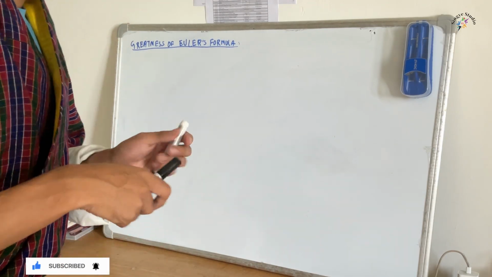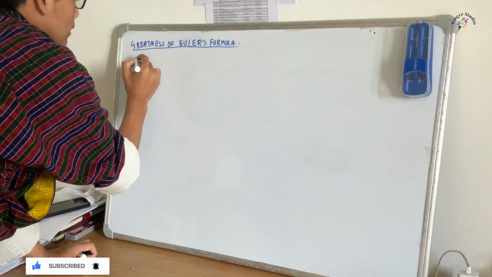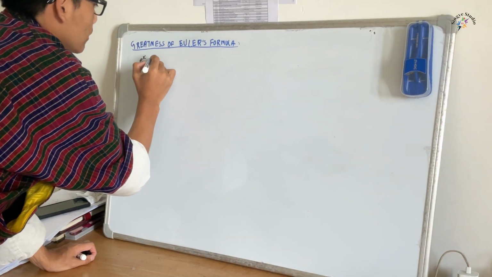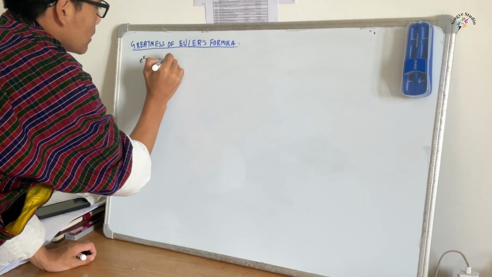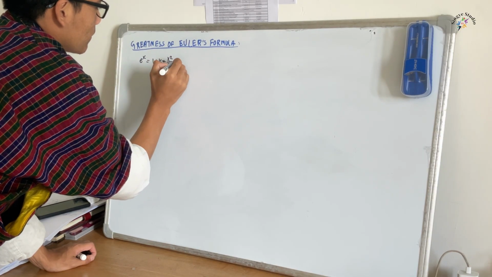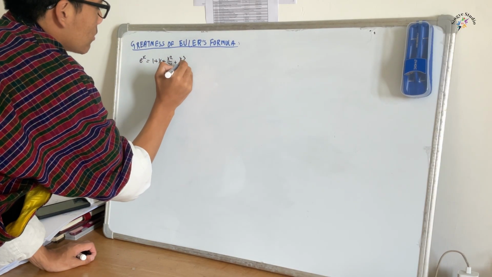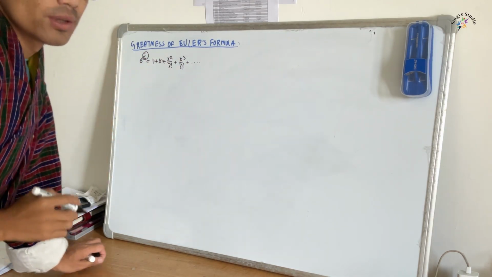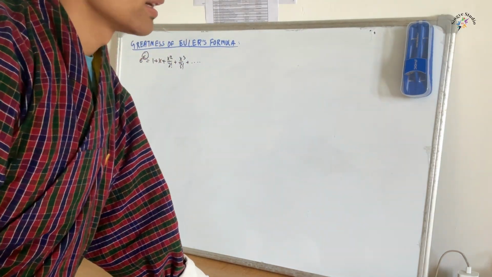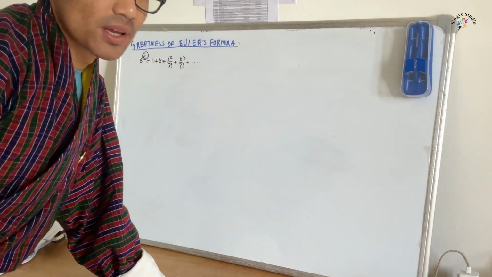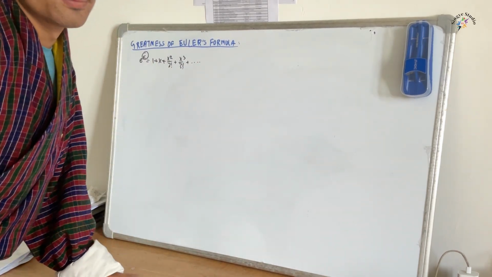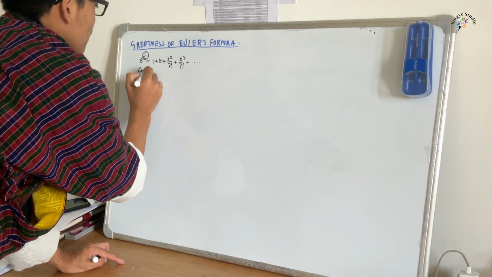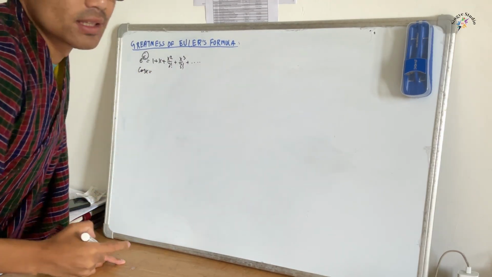If we have something like e raised to x, then it can be approximated by 1 plus x plus x squared by 2 factorial plus x cubed by 3 factorial, like this. This works for all values of x, and this is the Taylor series expansion of e raised to x. And we also have cosine x, which can be expanded by using the Maclaurin series or Taylor series.